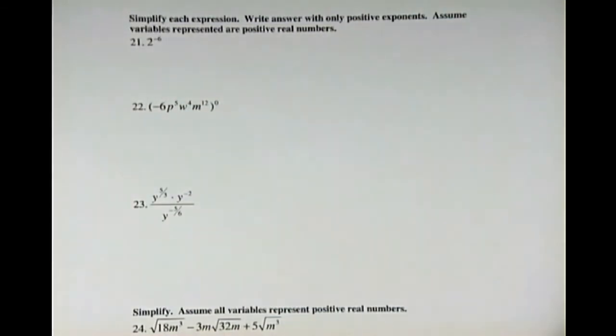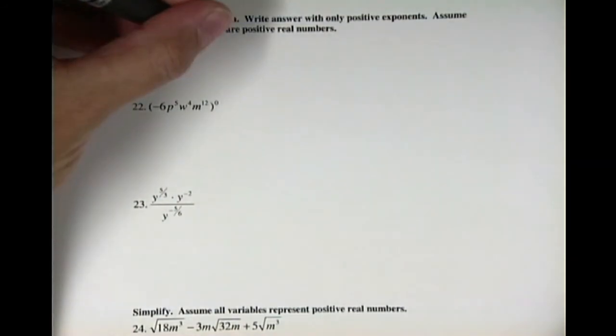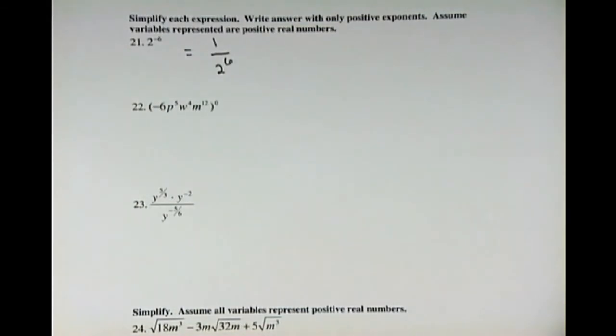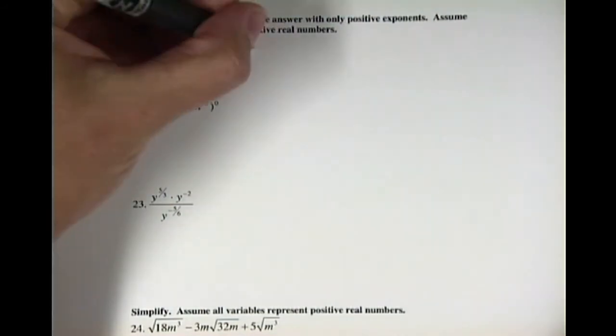This says 2 to the negative 6. Anytime you have a negative exponent, you can move it. If it's on the top, you can move it to the bottom, like so. You move the whole thing and the negative becomes positive. If it were on the bottom as a negative exponent, you could move it to the top position and it would become positive that way.